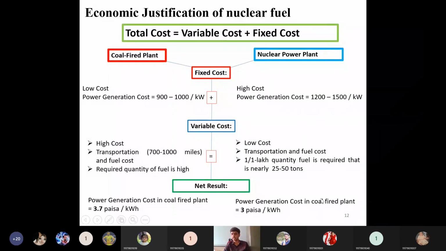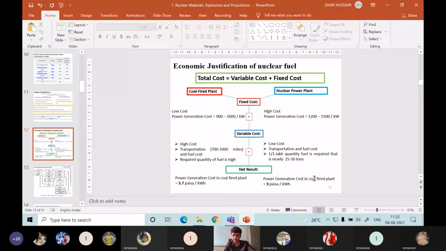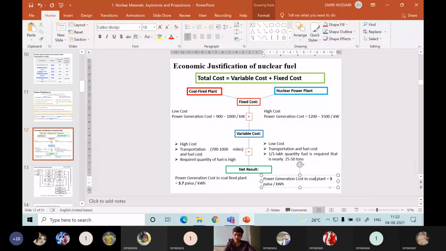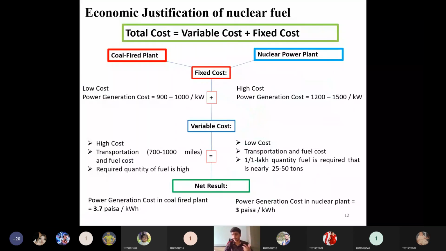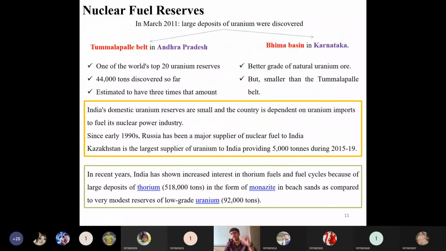The power generation cost in the nuclear power plant is around 3 paisa per kilowatt hour. So this is the net result, which shows the advantages of the nuclear power plant. This gives the economic justification of nuclear power plants in India. How important is the nuclear power plant for us? It shows its importance from the economic side and also from the reserves side.